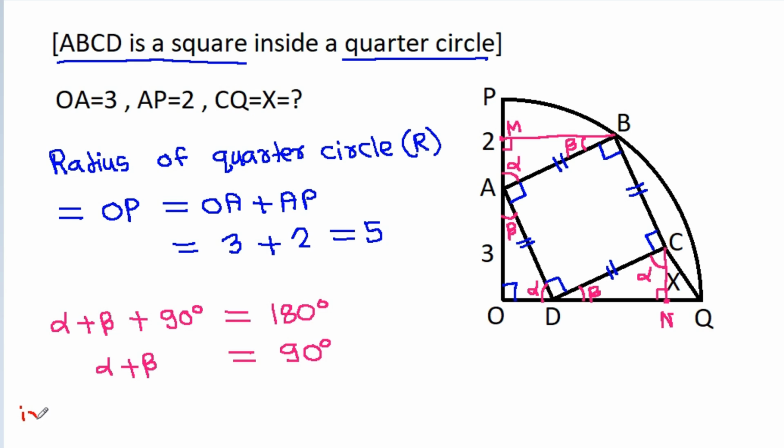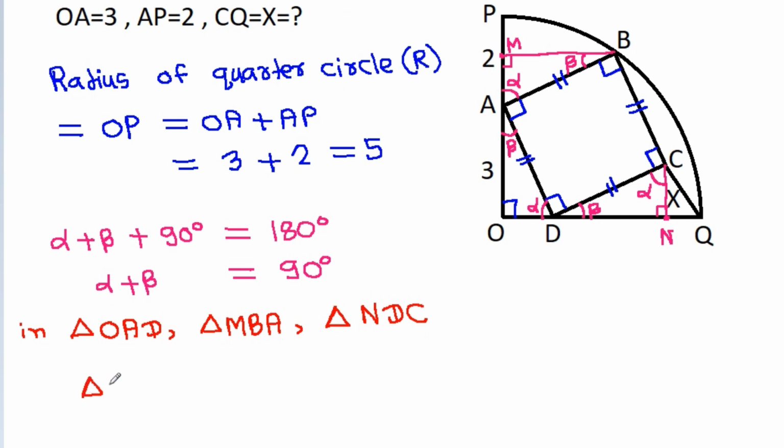So in triangle OAD, triangle MBA and triangle NDC, all the three angles are equal and AD is equal to AB, that is equal to CD. So triangle OAD will be congruent to triangle MBA, which will be congruent to triangle NDC.